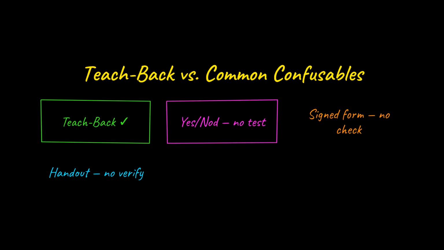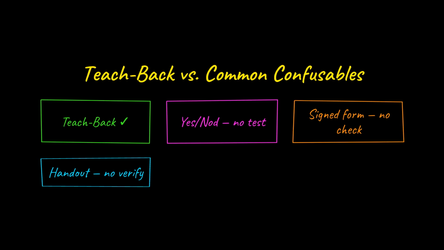A nod or verbal yes is mere acknowledgement. A signed teaching form only documents that teaching occurred. Printed handouts support learning but cannot replace verification. Only teach back closes the loop and confirms true comprehension.